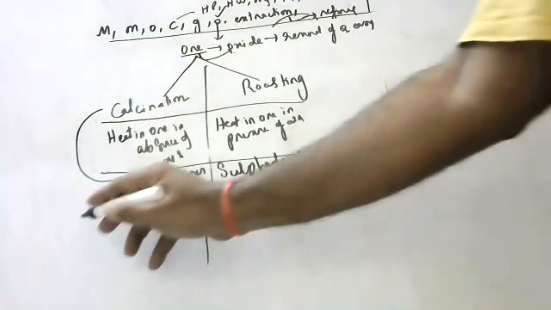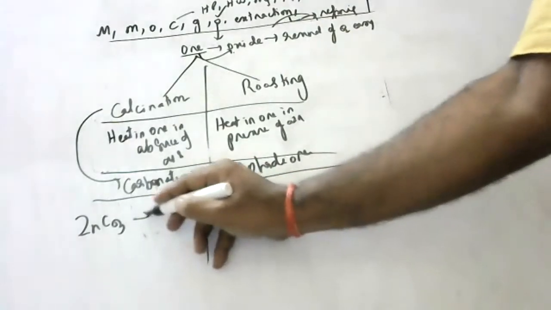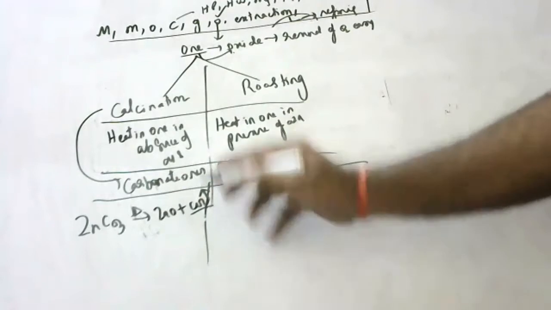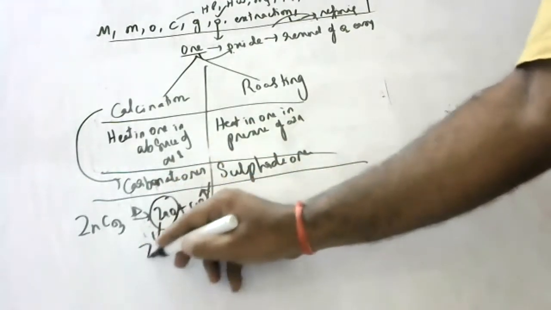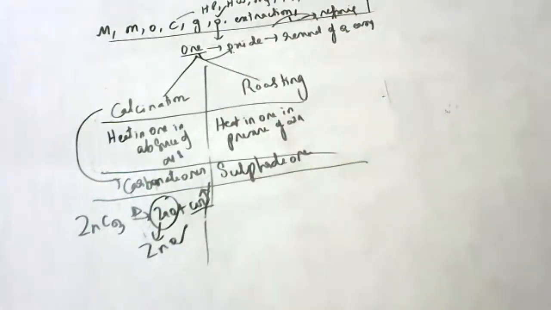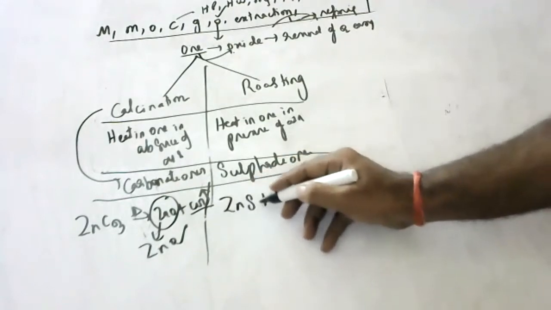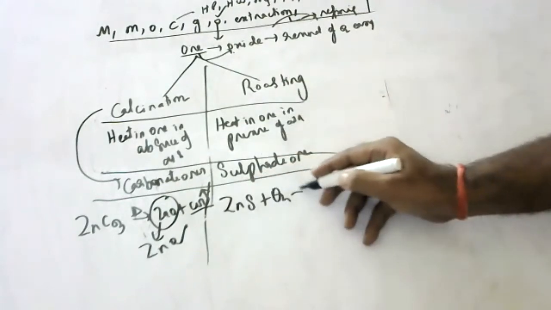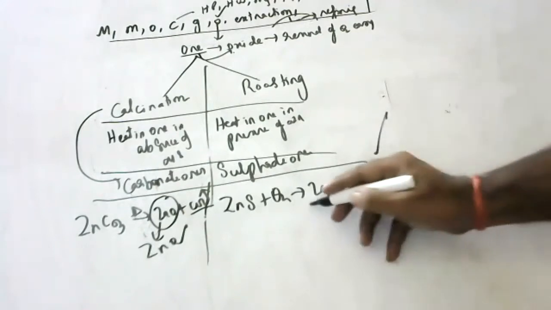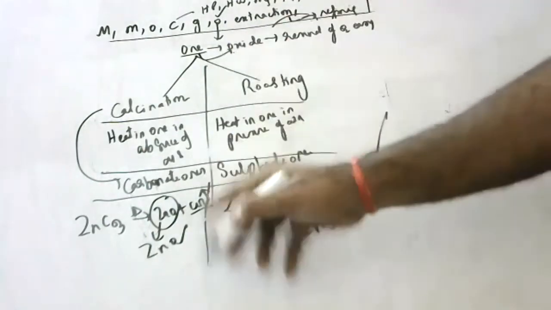Name any one carbonate ore: calamine. Zinc carbonate is called calamine ore. On heating in absence of air, you get ZnO plus CO2. CO2 is a gas that escapes out, leaving behind ZnO, zinc oxide. For a sulfide ore, zinc blende, heat in presence of air, that is oxygen, and you get ZnO plus SO2. SO2 is a gas, leaving behind zinc oxide. Again, we converted the ore into oxide.